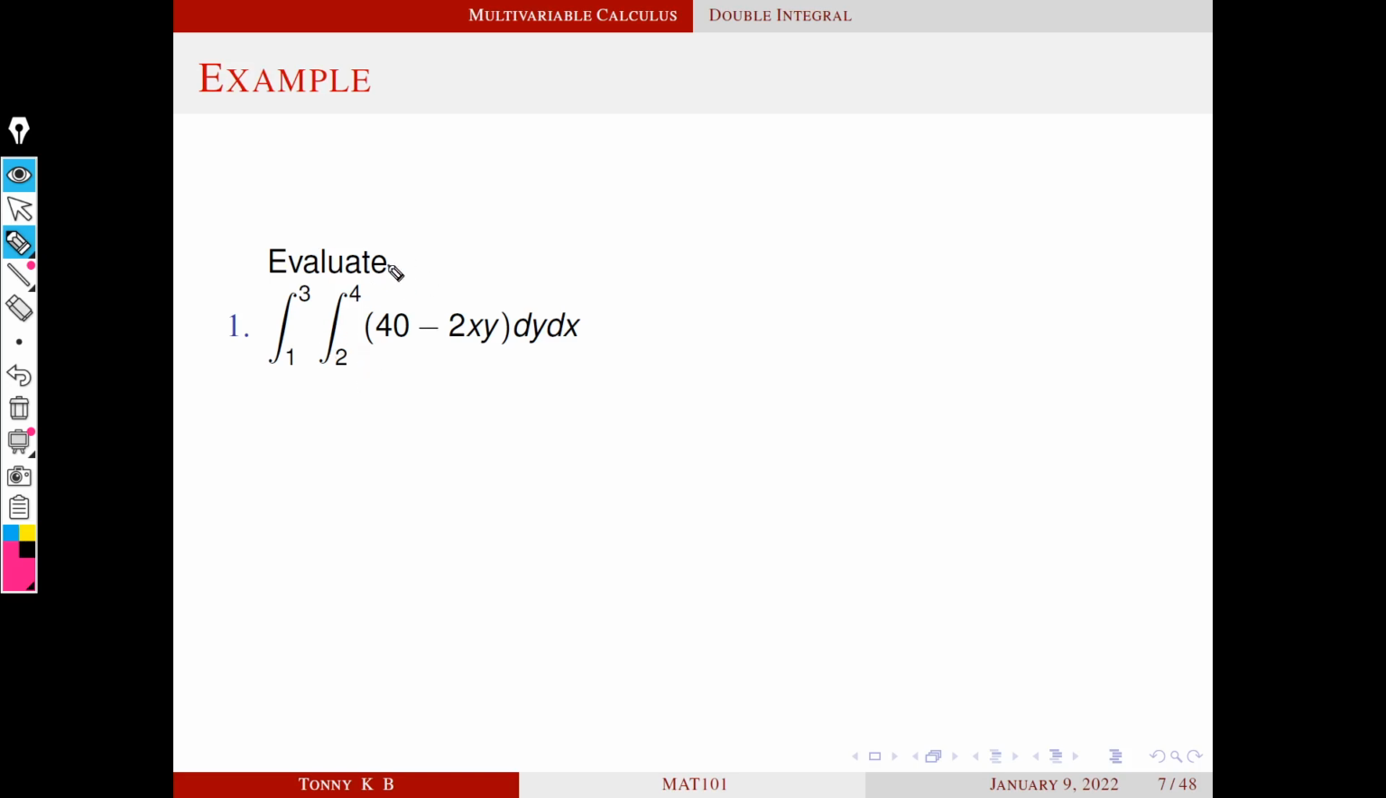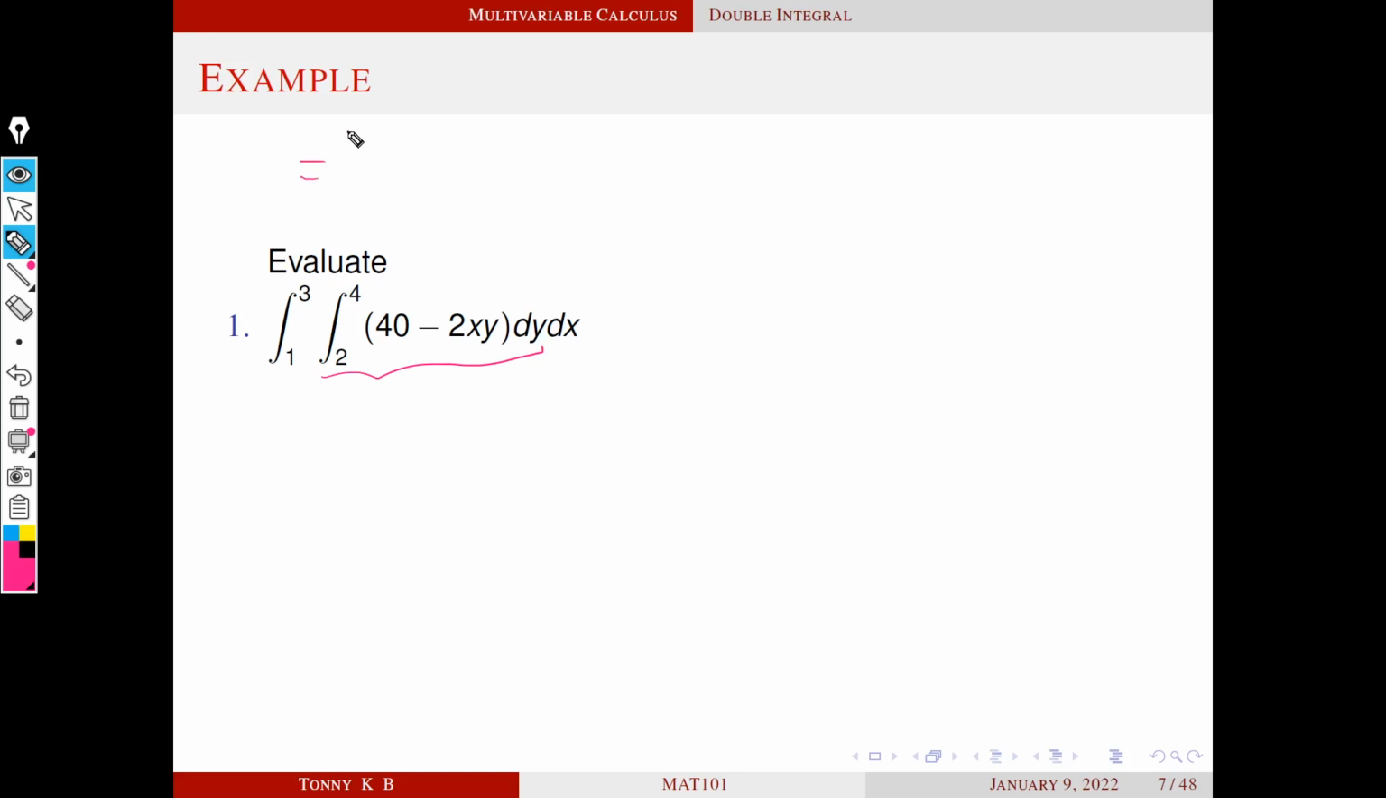Okay, consider the problem. Evaluate integral 1 to 3, integral 2 to 4, 40 minus 2xy dy dx. This is called iterated integrals. That means first you have to evaluate this portion. That means you integrate this 40 minus 2xy with respect to y by keeping x as a constant. Then you perform the next integration with respect to x. Okay, so I will explain.